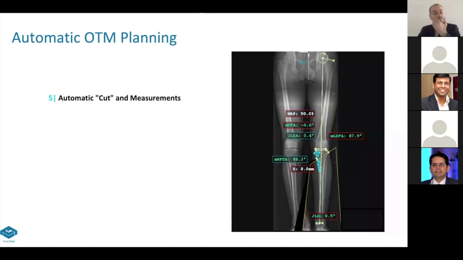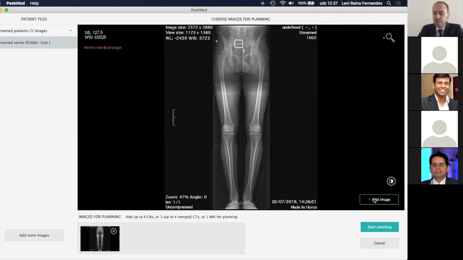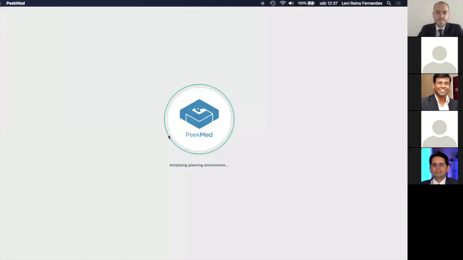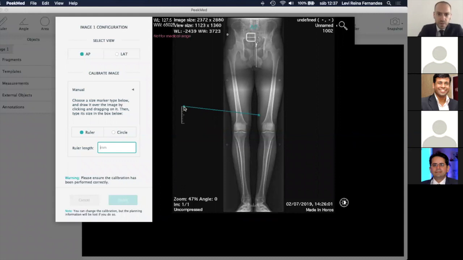So now I'm going to try to do a live planning here. This is the JPEG image, but you can use DICOM as well. You click and start planning. We choose the knee. Then you need to calibrate. If you have a small sphere here, you can calibrate it automatically, but if not, you just have to do it manually, okay? We go here, 10 millimeters, 10 centimeters.